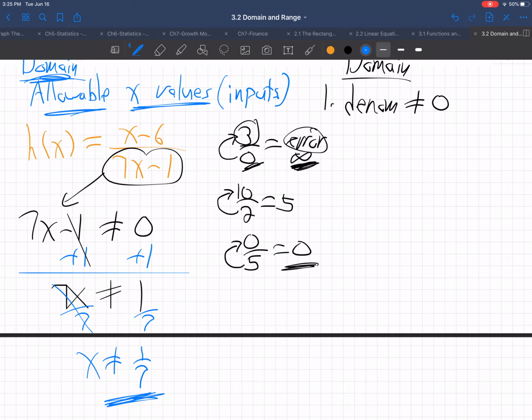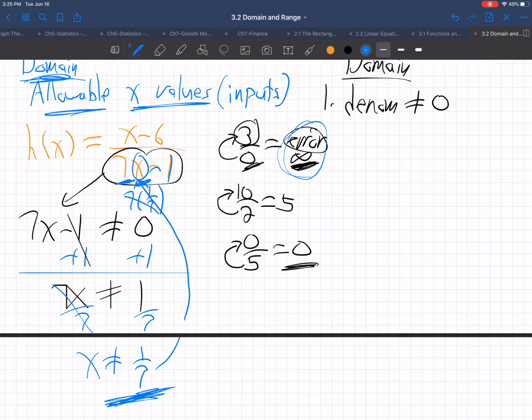Any other number, fine. Do you see the problem? If you plugged in 1/7 right there for x, what is 7 times 1/7? These would cancel, it'd be 1 minus 1 would be 0. See, that would make the bottom of that fraction 0, which is an error. You can't make the bottom of a fraction 0. It's infinity. It's not defined to be a number. So we cannot let x be 1/7.